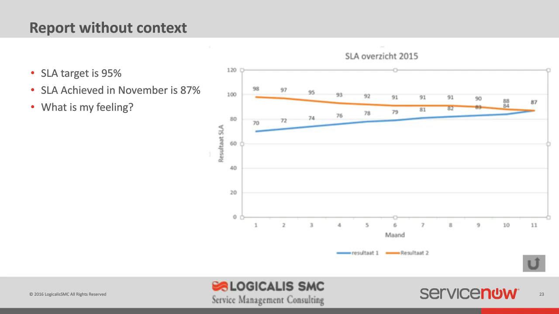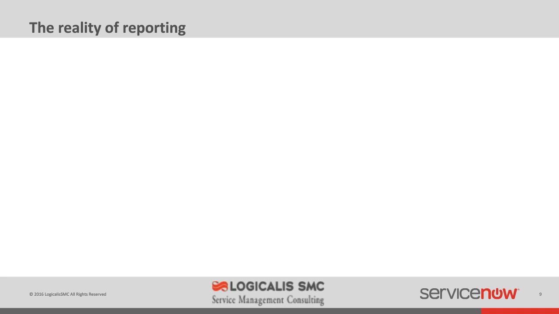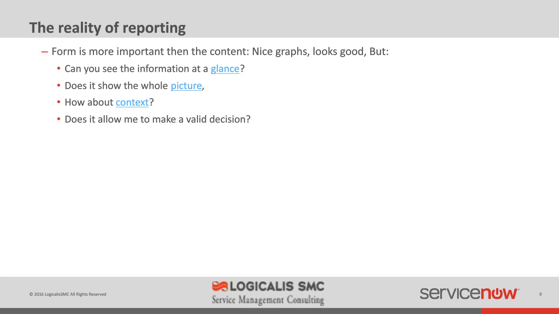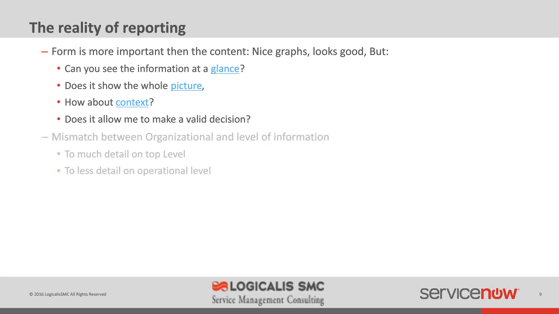So you definitely need to have the information in the report to make sure that you have all the information that you need. So back again, be aware that if you have a report, can I see the information at a glance? Does it show me the whole picture? What about the context? And of course, ask yourself the question, does it allow me to make a valid decision? And in the examples given, I hope you understand what I mean about context and the whole picture.